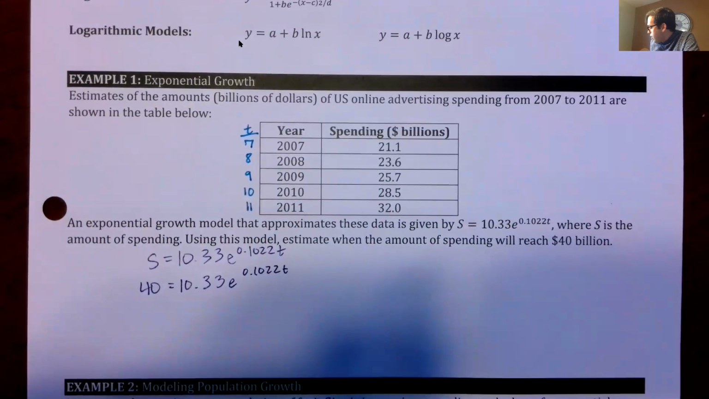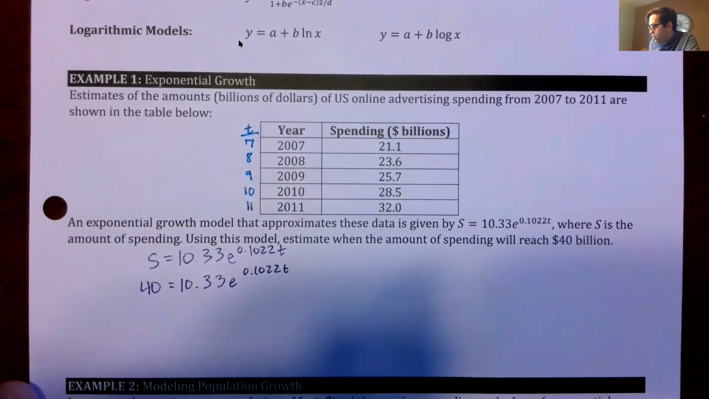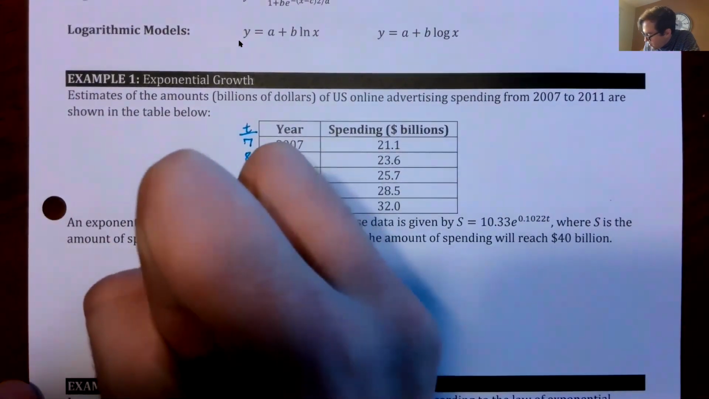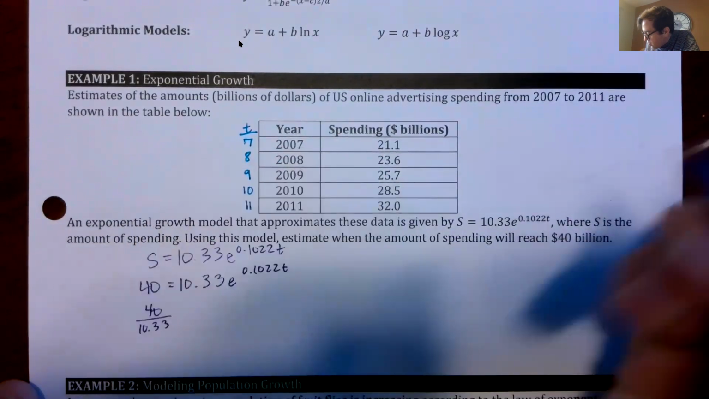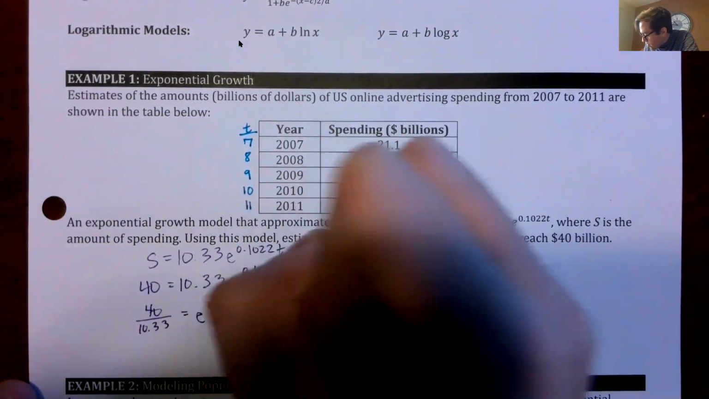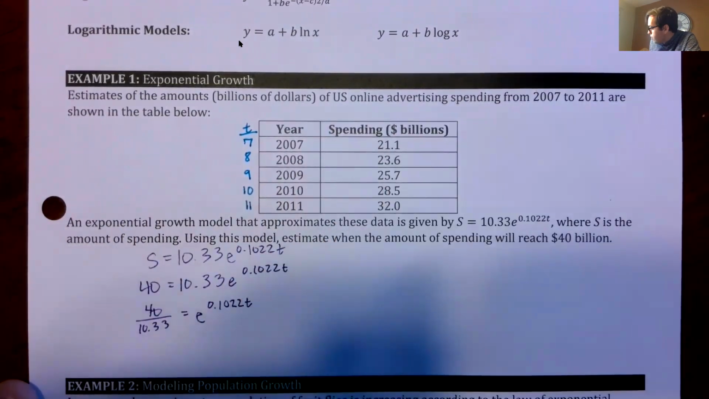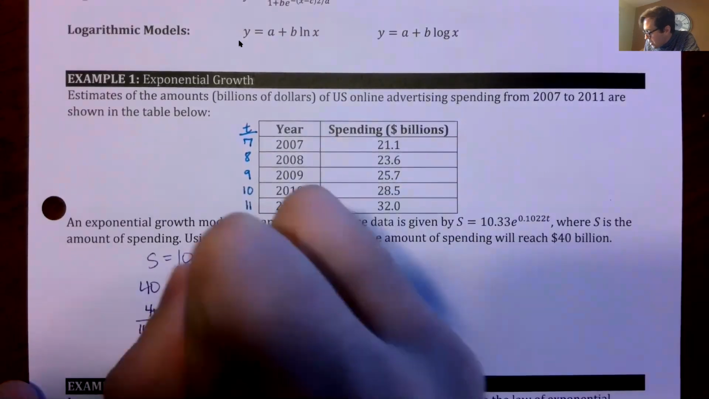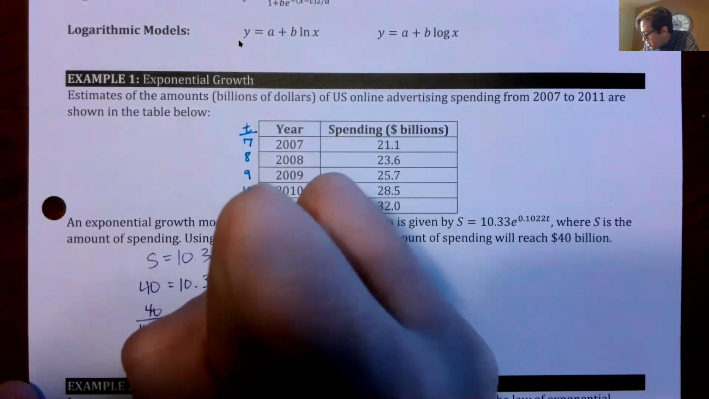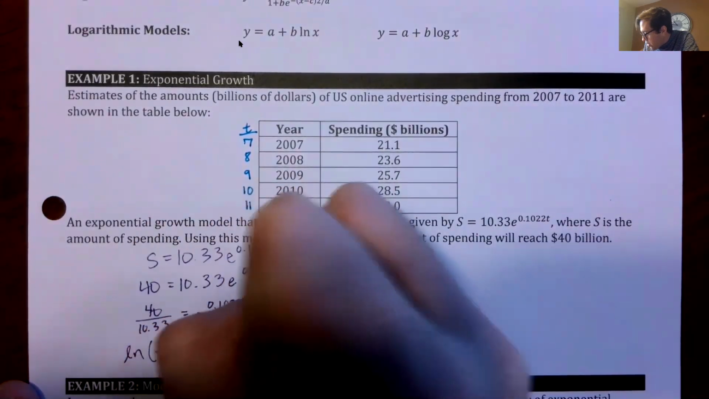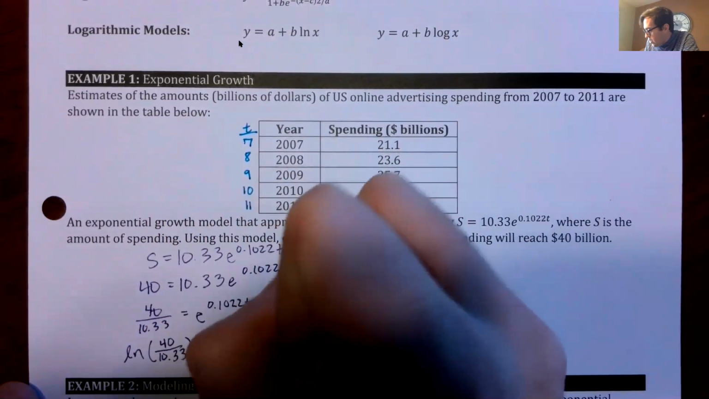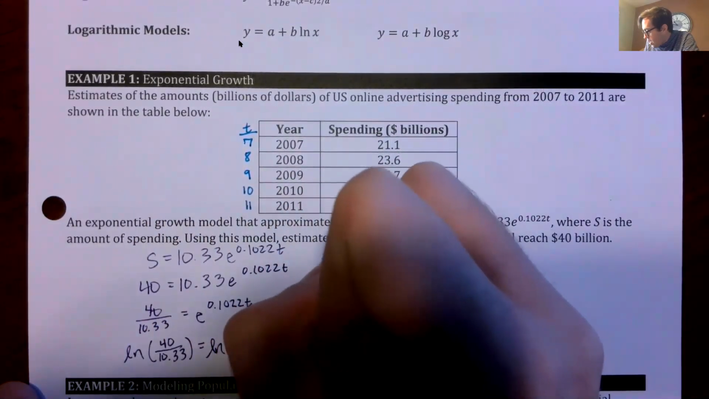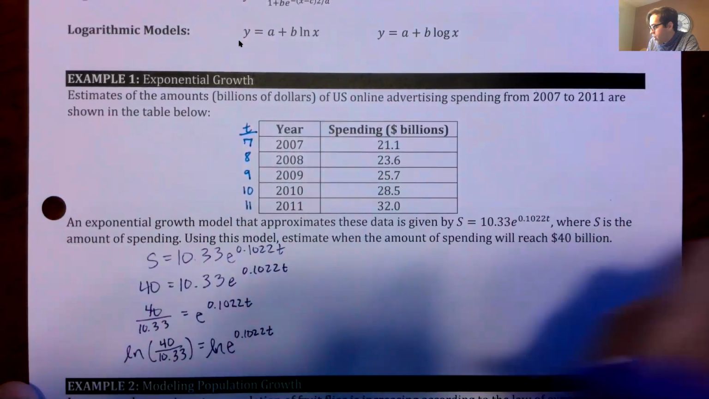Okay, and now we're going to try to solve this. The first thing that we're going to do to isolate the t, to get the t by itself, we've got to get rid of this 10.33. So I'm going to divide both sides by 10.33. And then to get this e out of here, we're going to have to take the natural log of both sides. That's something we learned in a previous lesson this unit. For now, I'm just going to leave it as 40 over 10.33.